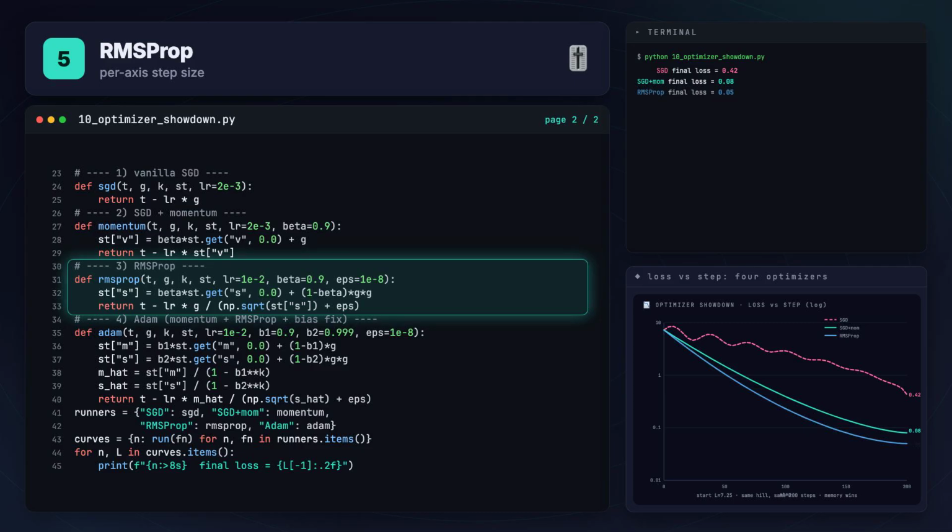RMSProp: keep s, a decayed average of squared gradients, and divide the step by the square root of s. s equals beta times s plus (1 minus beta) times g squared. Theta minus equals LR times g over the square root of s plus epsilon. With beta 0.9, epsilon 1e-8, and a large LR of 1e-2, safe now because the per-axis normalization caps the effective step on the steep axis. Final loss 0.05.